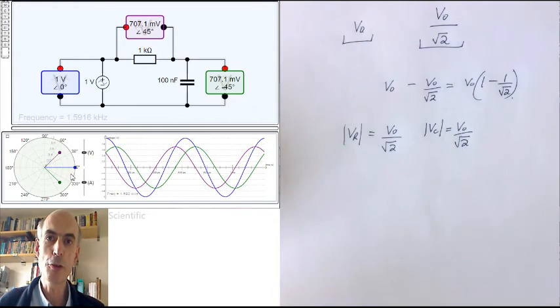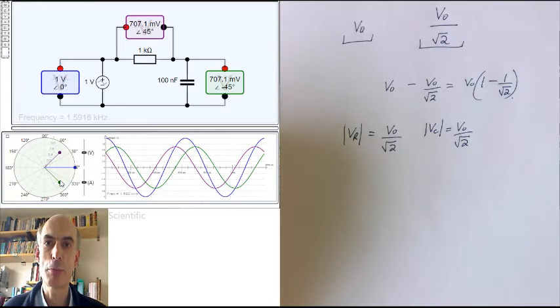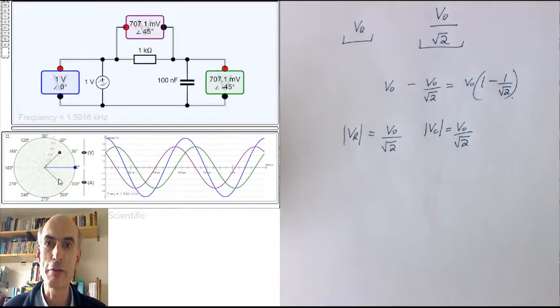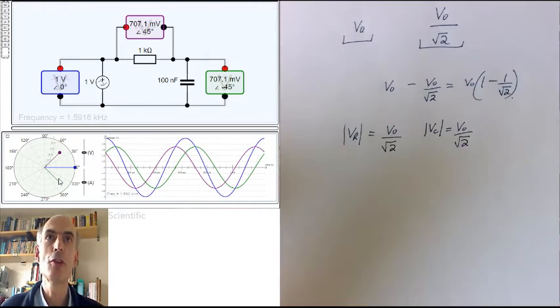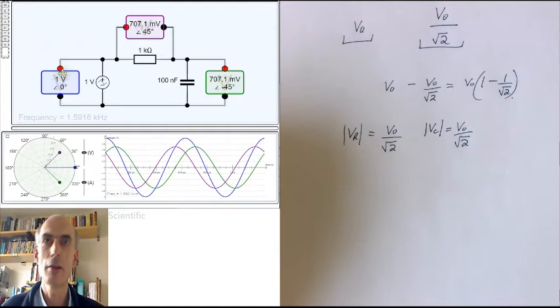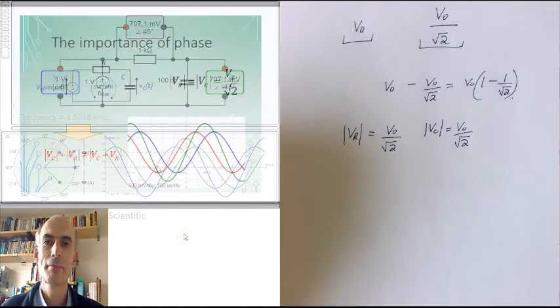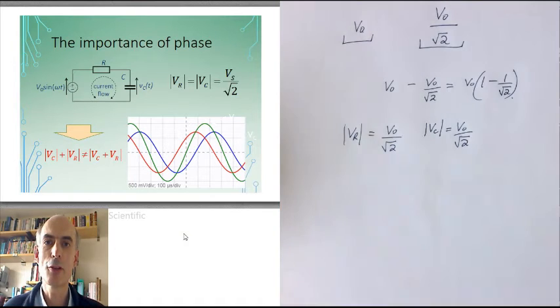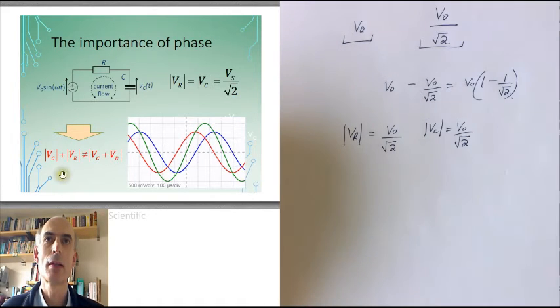So Kirchhoff's voltage law works perfectly well if you use phasor representations of the sinusoidally varying voltages. What you can't do is use it just with the amplitudes of the oscillations. In this slide, I just want to emphasize that point. The magnitude of the voltage across the capacitor plus the magnitude of the voltage across the resistor is not equal to the magnitude of the voltage across the source.